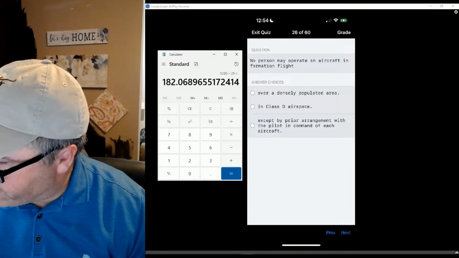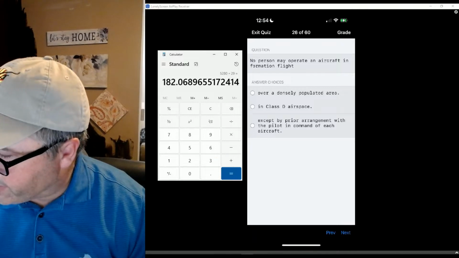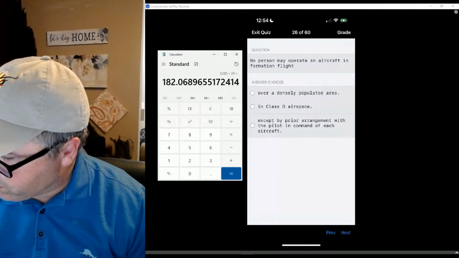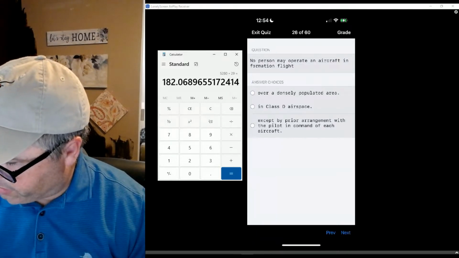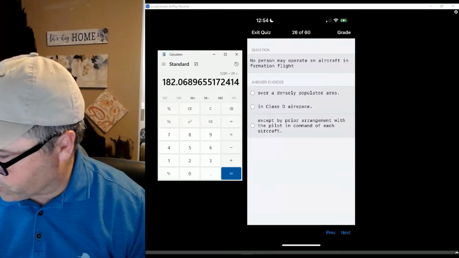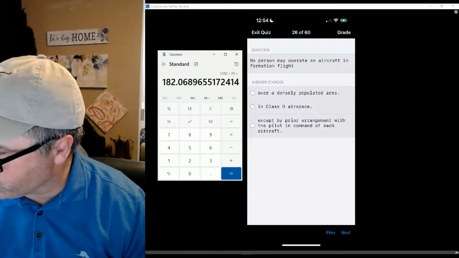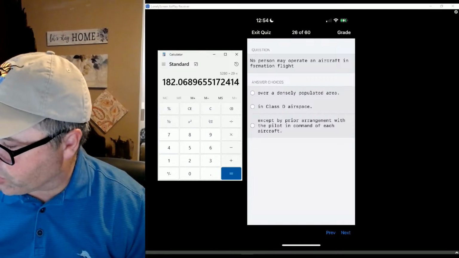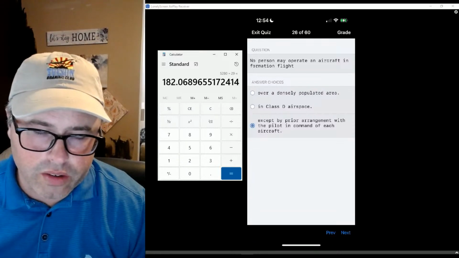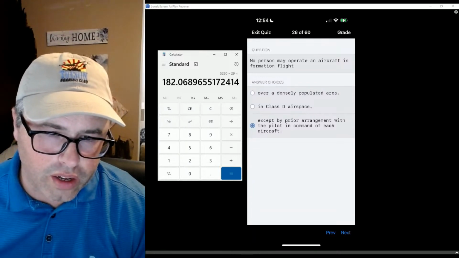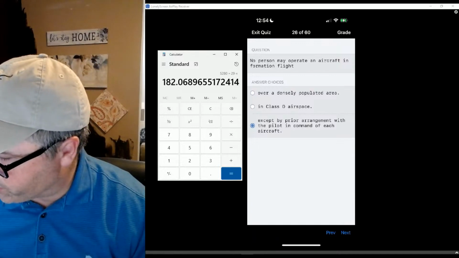No person may operate an aircraft in formation flight over a densely populated area in Class D Delta airspace, except by prior arrangement with the pilot in command of each aircraft. So it's C. No stealth formation flying. Everyone has to agree to it.